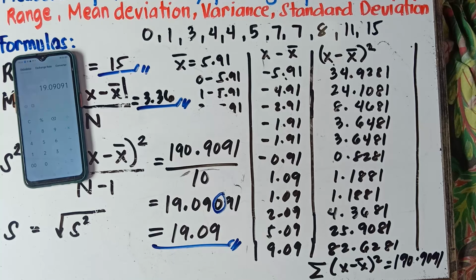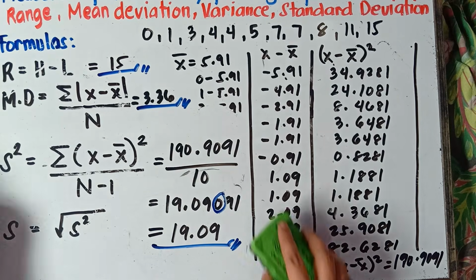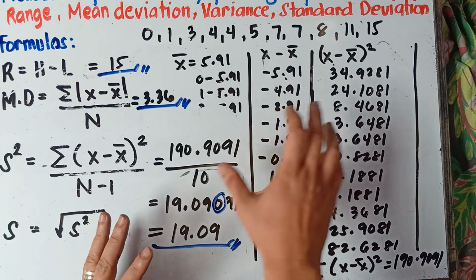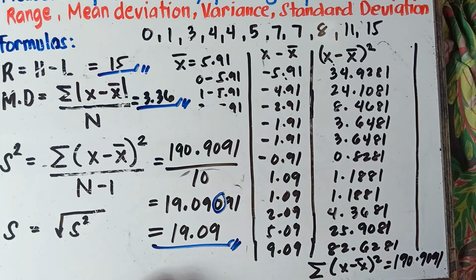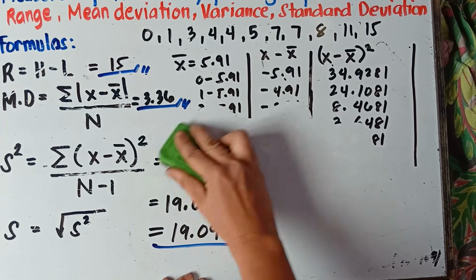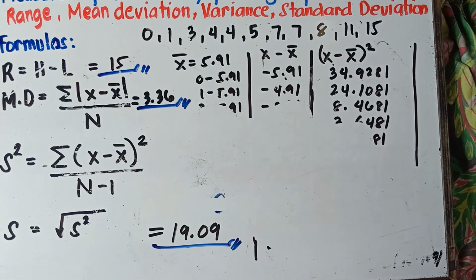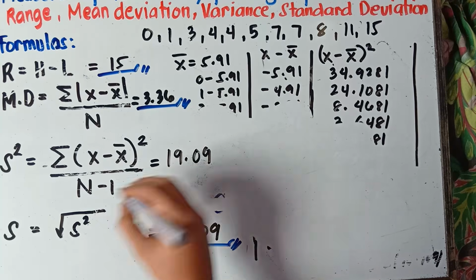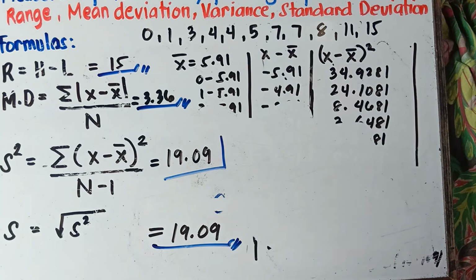Quite complicated, right? That's the answer, class, with regards to the variance. So let's finalize our answer. I'll be erasing this one, class. Once again, pause the video. This will be our solution in getting the variance. Our final answer with regards to the variance is equal to 19.09. And then we're all set for the variance.